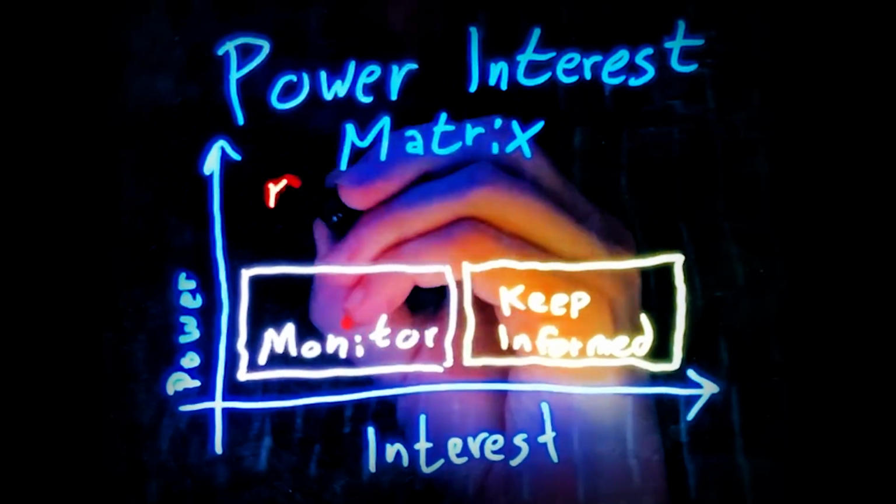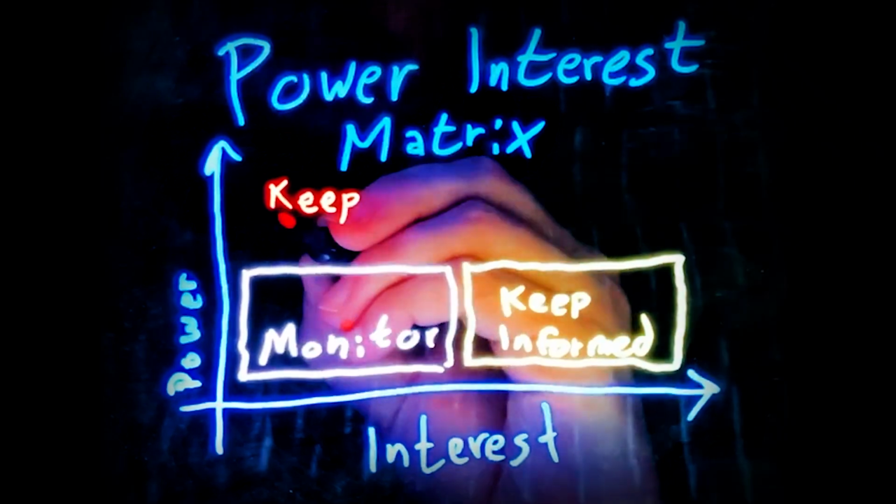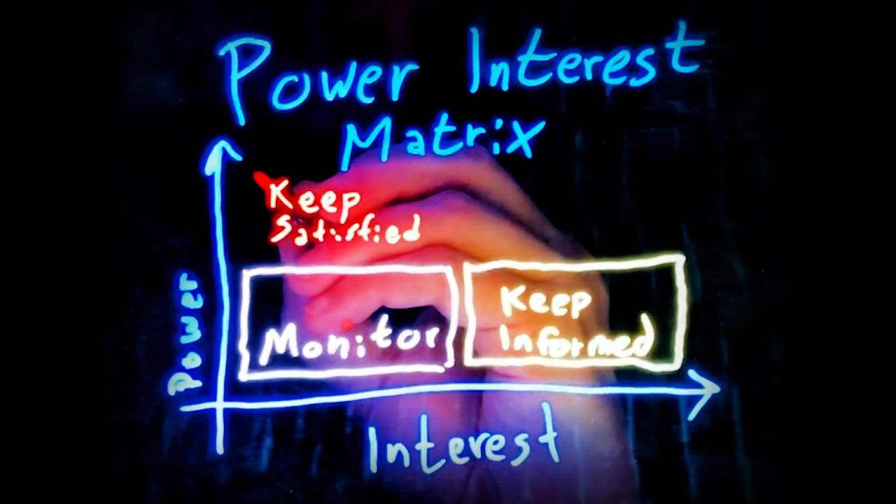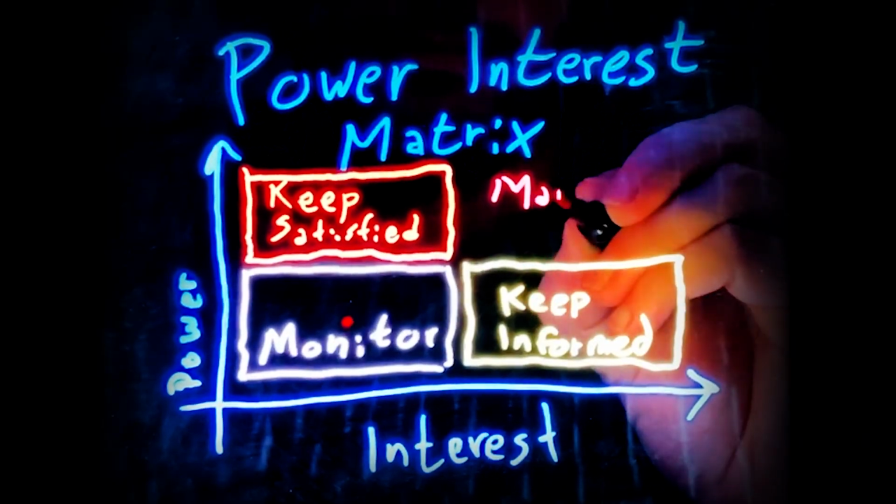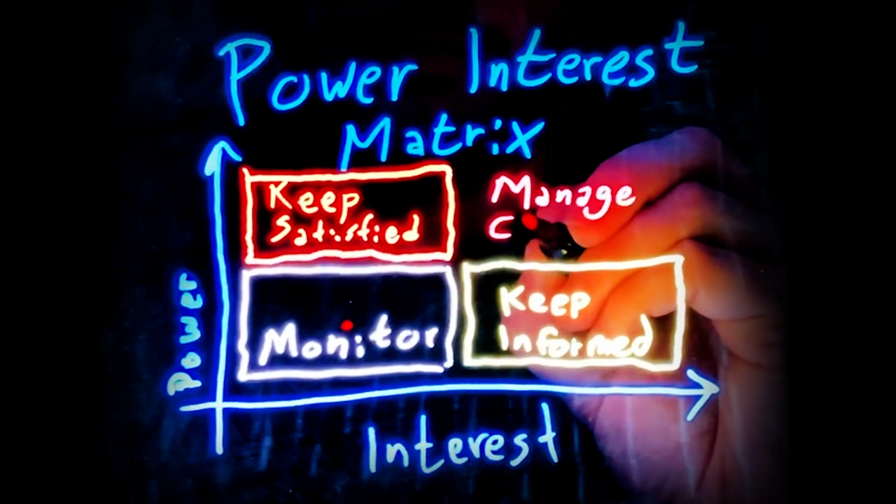The top left holds stakeholders with high power and low interest. You want to make sure you keep them satisfied. That doesn't mean that you have to do everything they tell you to do. It just means that you need to make sure that they feel heard and that they feel understood. You definitely don't want to ignore someone who's already kind of disinterested in your project and has a lot of power over it. Then the top right is for stakeholders with high power and high interest.